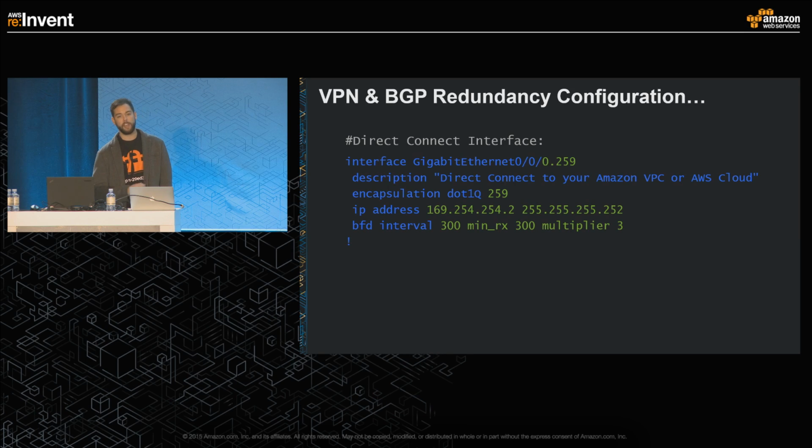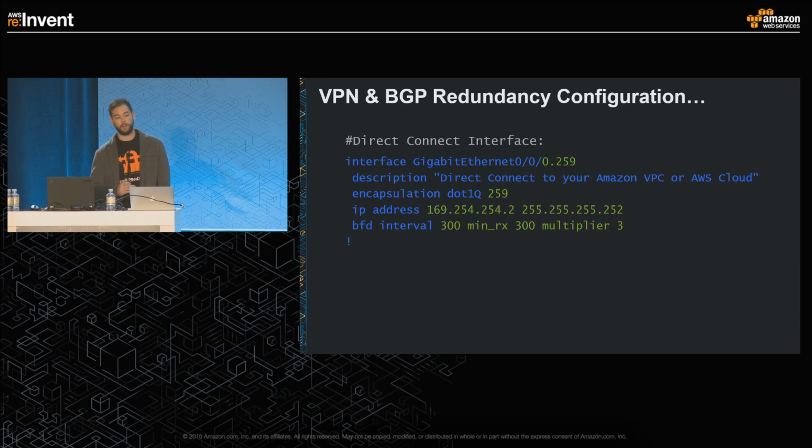If we have BFD, here we've got 300 and 300 with a multiplier of 3. That's 300 milliseconds. So BFD will detect the failure in 900 milliseconds, 3 times the 300 millisecond interval. So you could potentially fail over in 900 milliseconds, because what BFD does is go into the routing table and pull out the BGP route within 900 milliseconds when it's configured on the interface and also on the routing protocol. So BFD is very handy when it comes to a single router with multiple Direct Connects and failing between the two.